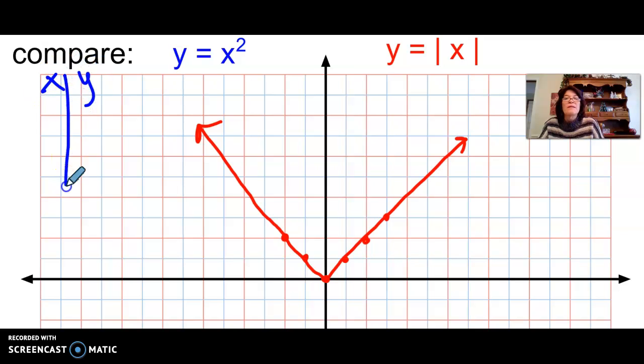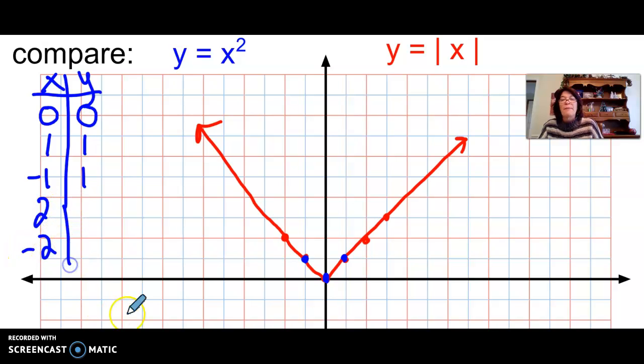Let's plot some points. When x is 0, 0 squared is 0. When x is 1, 1 squared is 1. When x is -1, -1 squared is also 1. So far, it's looking the same, isn't it? We have 3 points that are exactly the same on there. But let's go to 2 and -2 and see what happens. When x is 2, I don't just get 2. 2 squared, 2 times 2 is 4. -2 squared, -2 times -2 is 4.